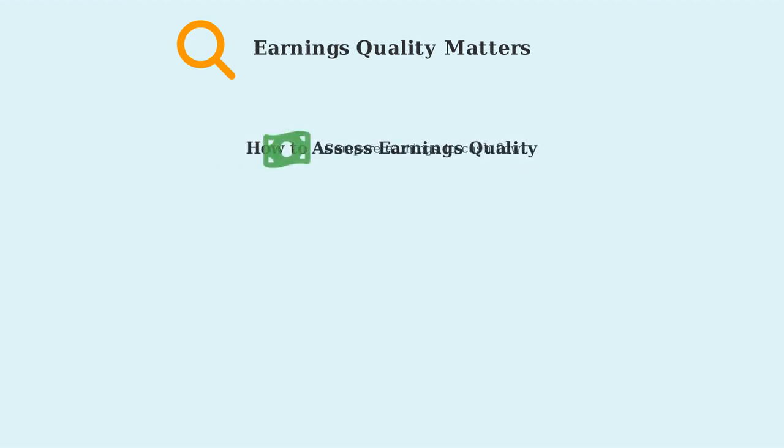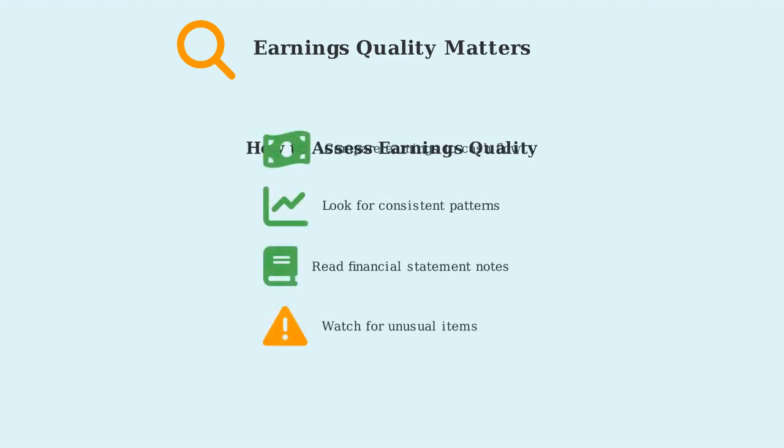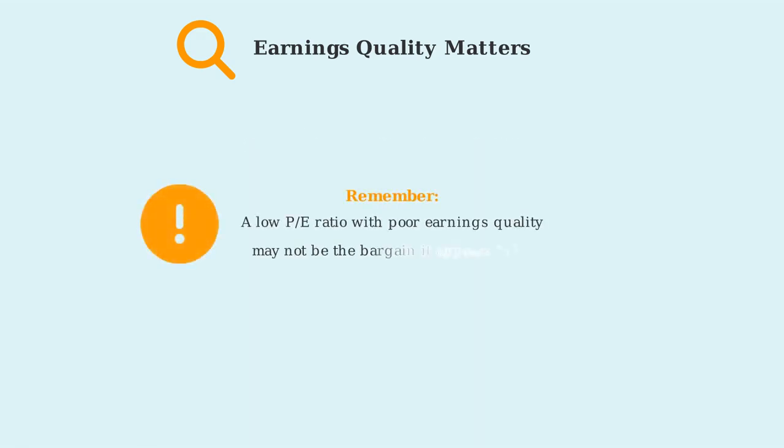To assess earnings quality, compare earnings to cash flow. They should move together. Look for consistent patterns over time rather than sudden spikes. Always read the footnotes in financial statements and watch for unusual one-time items that might distort the true picture. Remember, a low PE ratio with poor earnings quality may not be the bargain it appears to be. Quality matters more than just the numbers. Always dig deeper to understand what's behind those earnings before making investment decisions.